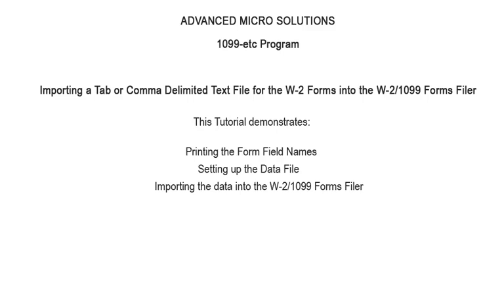This tutorial covers importing a tab or comma delimited text file for the 1099 NEC information into the W-2 1099 forms filer. Only one pair or form type can be imported at a time. The import steps are the same for tab or comma delimited text files and for all form types. This tutorial demonstrates importing data into the W-2 1099 forms filer. It will show how to print the field names, set up the import file, and import the data file.